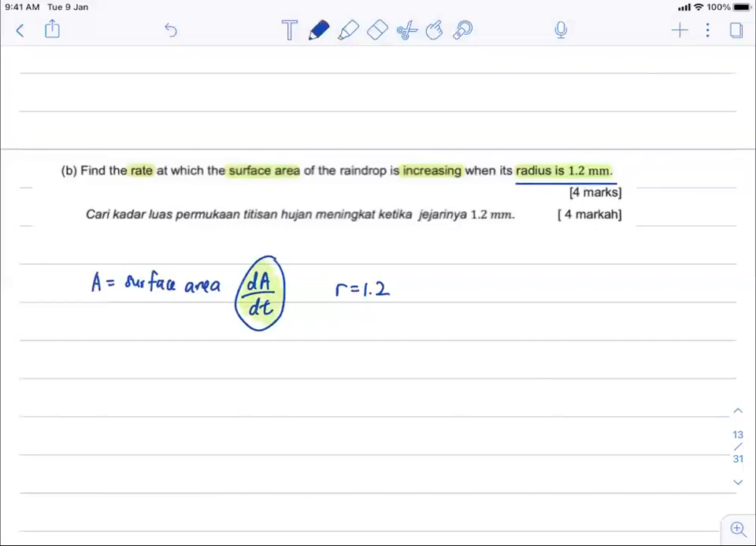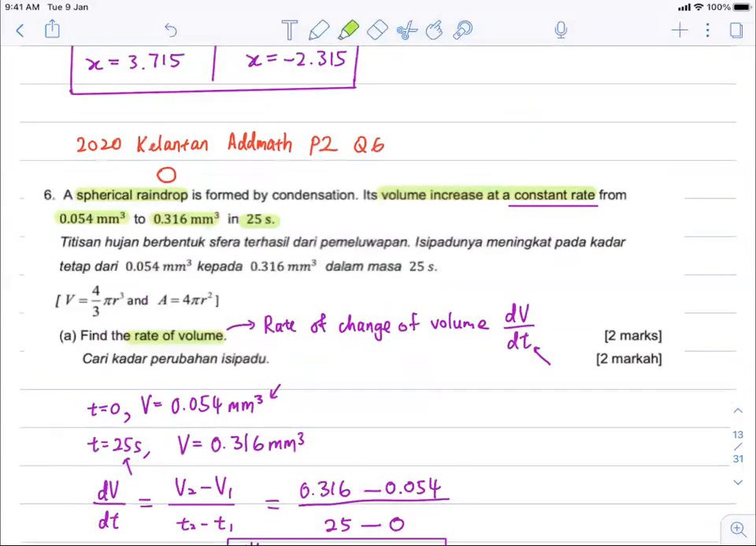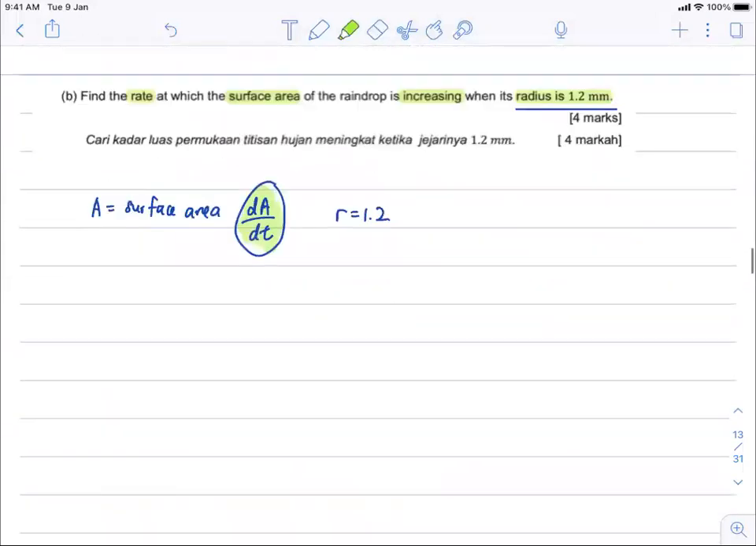Okay, so to find dA over dt, we need to make use of the formula provided in the question. The question already tells us V equal to 4/3 pi r cubed for a sphere, and the surface area of a sphere is A equal to 4 pi r squared. So we can write that now. V is equal to 4/3 pi r cubed, this one is the volume of a sphere. And also we know that A is equal to 4 pi r squared, this one is the area of a sphere.